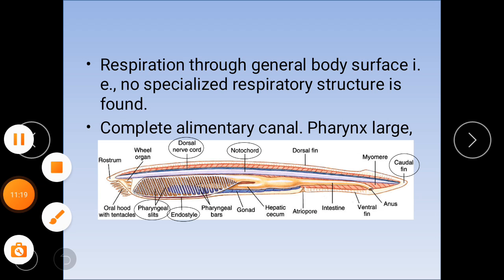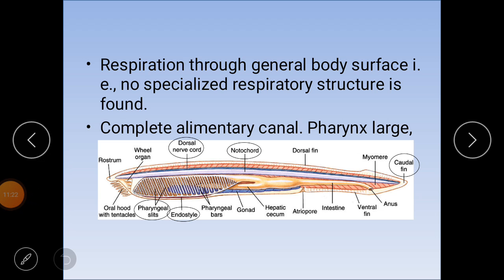Okay, respiration is through the general body surface, that is, no specialized respiratory structure is found. It means in case of cephalochordates, they don't have any specific respiratory structures. Through the body surface, the gaseous exchange will take place. There is no respiratory system present. They just have a simple body surface through which the respiration occurs.